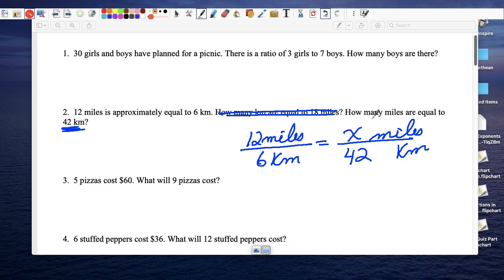If you want to cross-multiply these two and these two, you can. But when it's easier, you can find a relationship. 6 times what is 42? 6 times 7. So on the top here, we're going to multiply times 7. 12 times 7 is 84. So 42 kilometers is about 84 miles. Really not true, but just for the point of this problem, let's keep that.